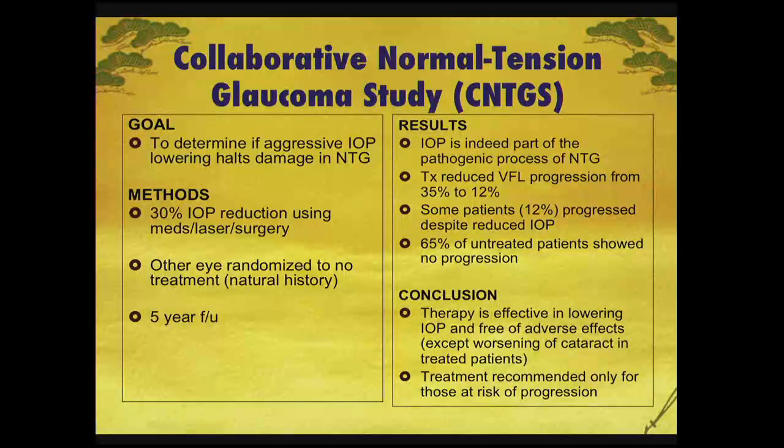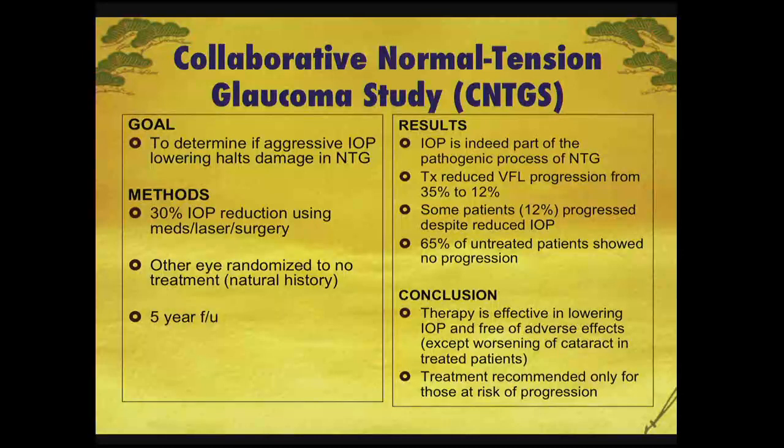And what they did was they identified these patients with normal tension glaucoma, and then they followed them. And once someone progressed, that's when they were randomized into the study. And like I said, once they were randomized, however they could get the pressure down 30% was allowed.